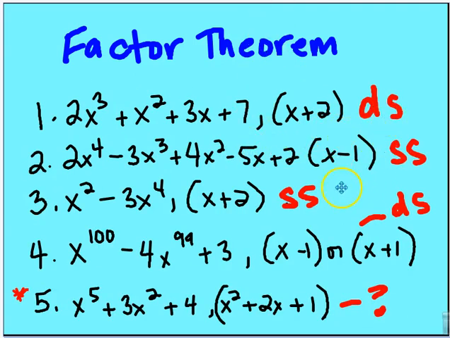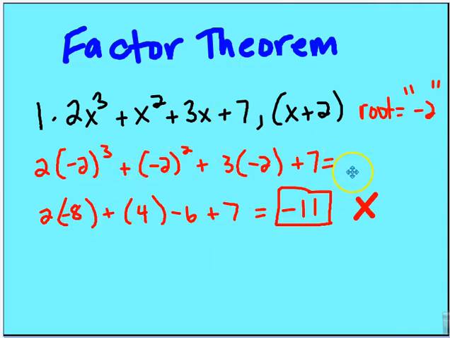Now I've got a bunch of problems for you here. I want you to use what you know about the factor theorem to figure out if in each of these cases this binomial is a factor of each of the respective polynomials. I give you direct substitution, synthetic substitution, direct substitution. And then number 5, I'm going to leave for you to figure out on your own. I'm going to come back in a moment. Let's resolve all of these.